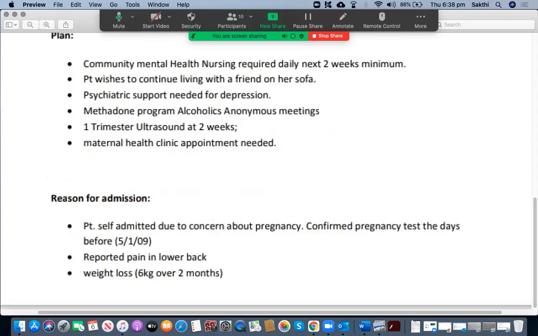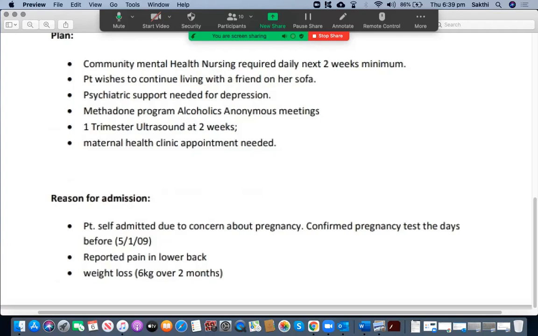Instead of writing due to concern about, you should have changed this noun form into a verb form. For example, you can say Miss Vineyard is concerned or was concerned about her pregnancy, was concerned regarding her pregnancy, and was self-admitted to the hospital. Otherwise, you could say she admitted herself to the hospital. You should have mentioned it using different words, I mean, different synonyms.